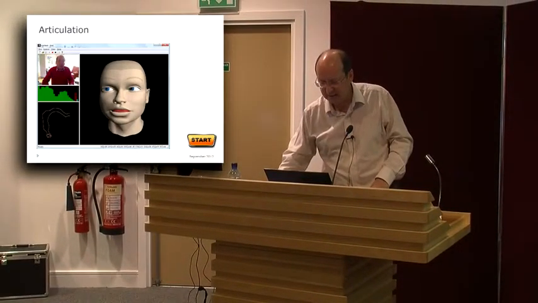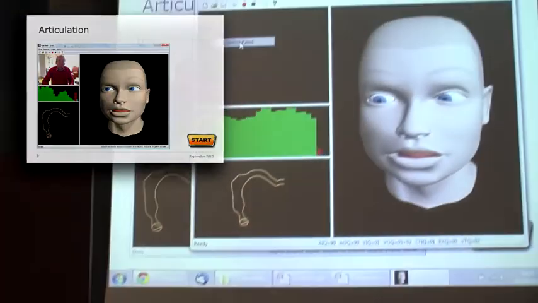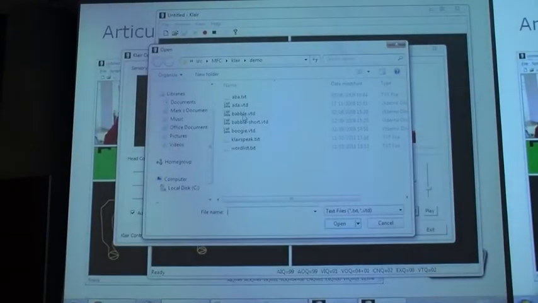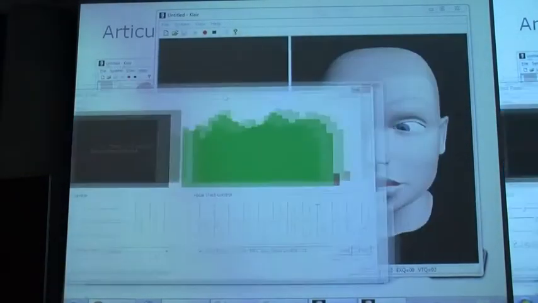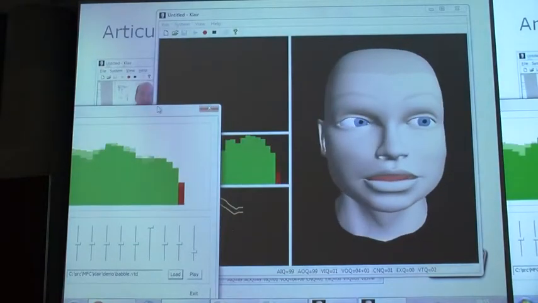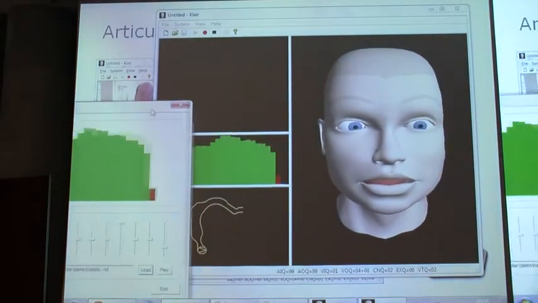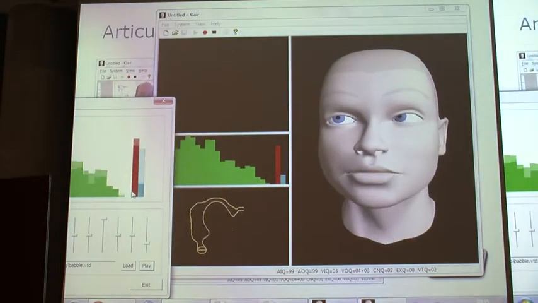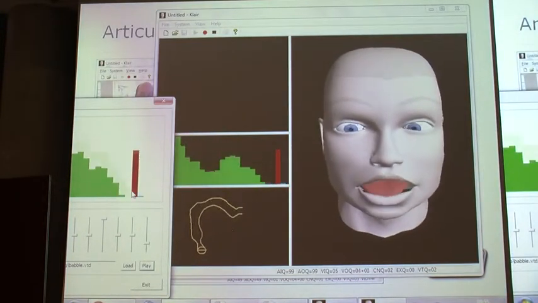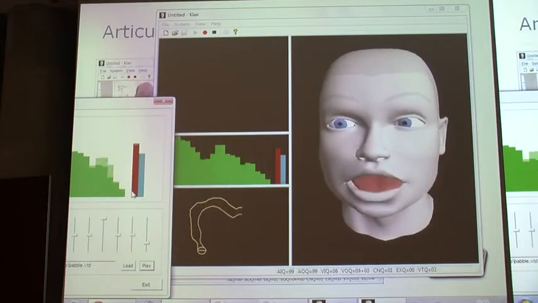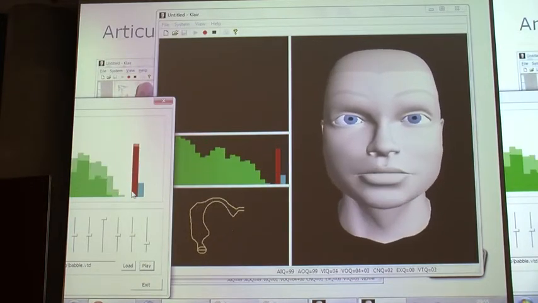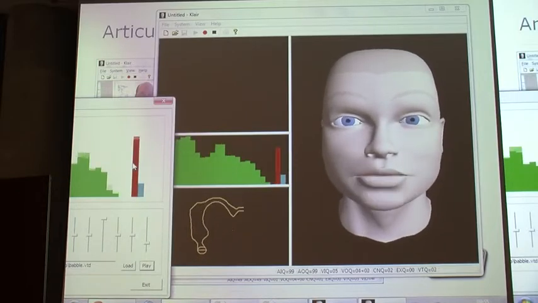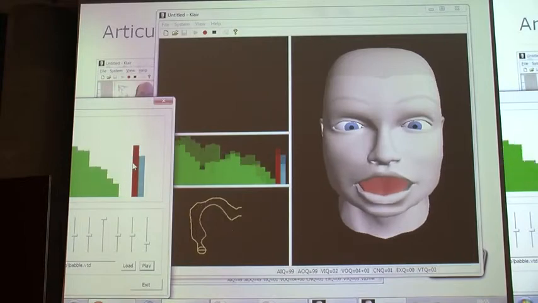Let me just get Claire to say something. It's a bit hard because there's not much room on the screen. Let's move this over here a bit. Make some Claire moving. Thank you, good.